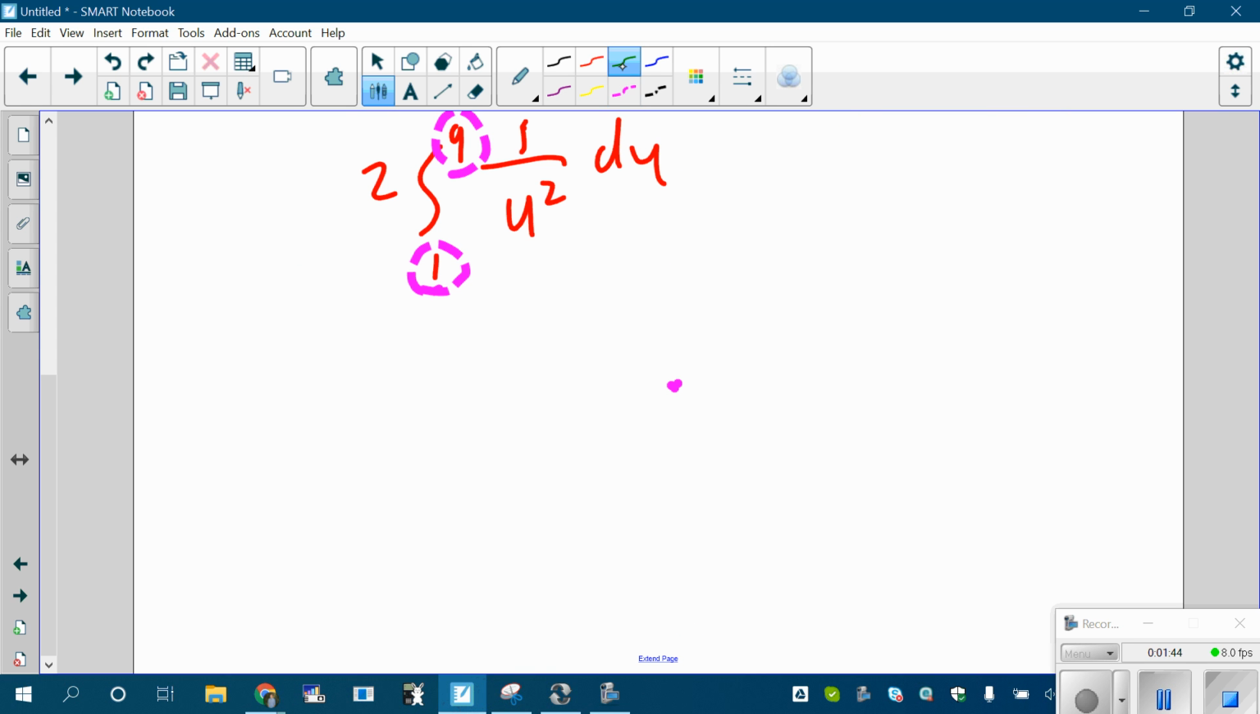For now, let's just focus on the algebraic part, which is this is u to the -2nd. What's 1 more than -2 is -1. So my antiderivative is going to be u to the -1. I need a negative there. I still have the 2. And then I'm evaluating it from something to something.